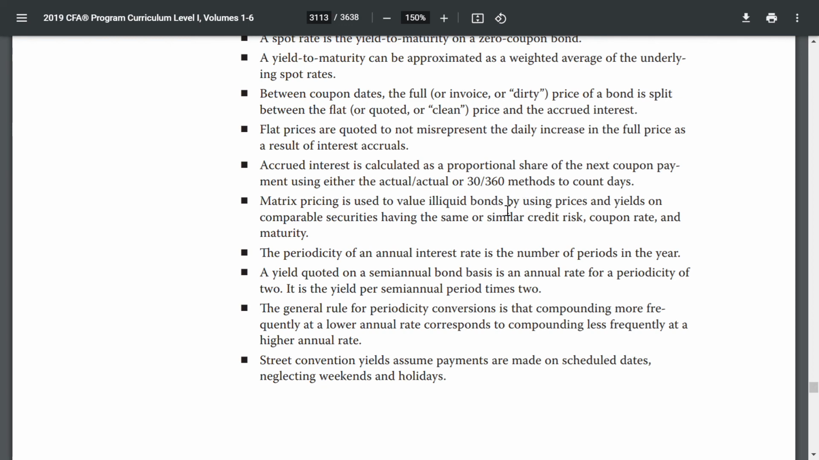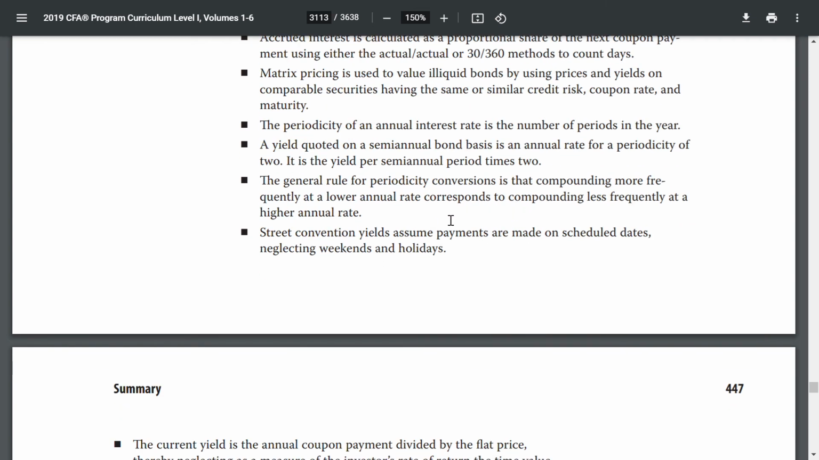Matrix pricing is used to value illiquid bonds by using prices and yields on comparable securities having the same or similar credit risk, coupon rate, and maturity. The periodicity of an annual interest rate is the number of periods in the year. A yield quoted on a semi-annual bond basis is an annual rate with a periodicity of 2. It is the yield per semi-annual period times 2. The general rule for periodicity conversions is that compounding more frequently at a lower annual rate corresponds to compounding less frequently at a higher annual rate.